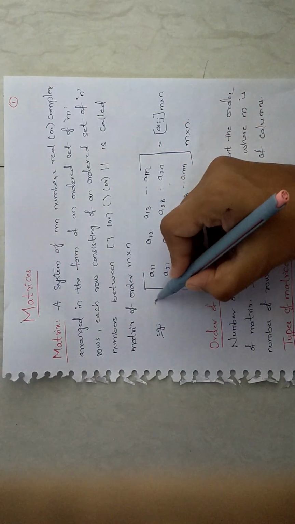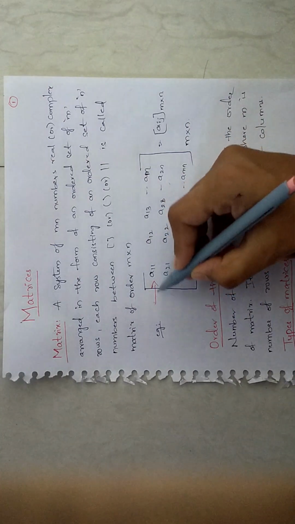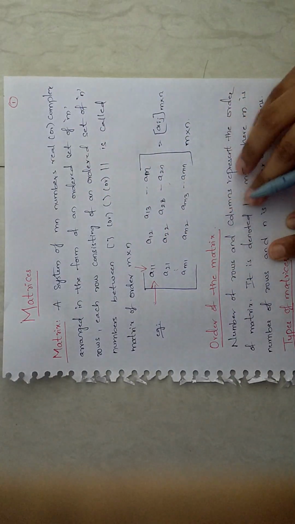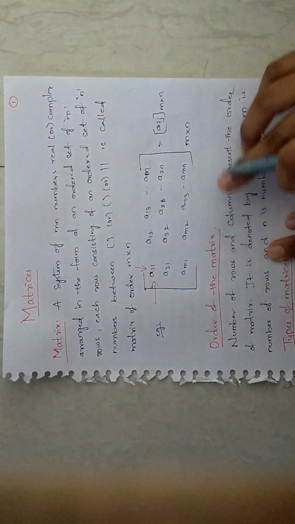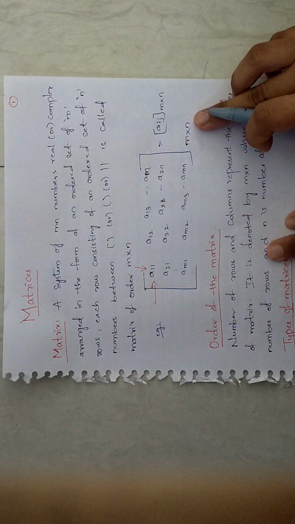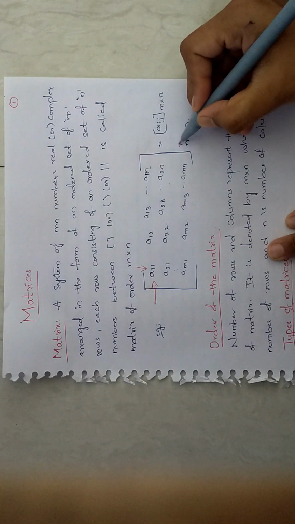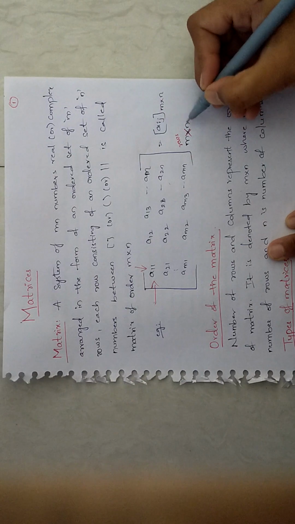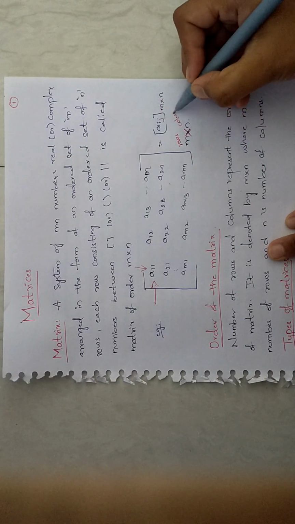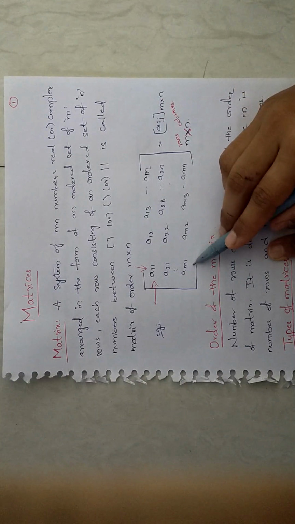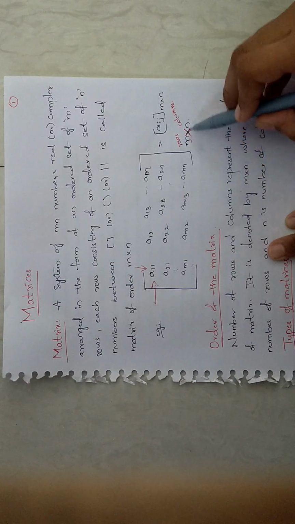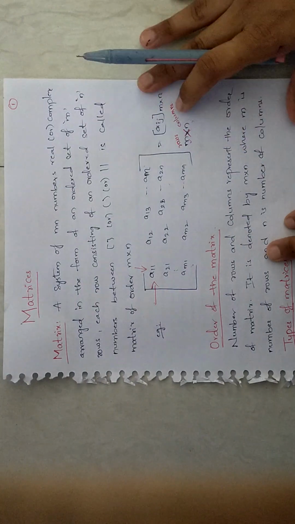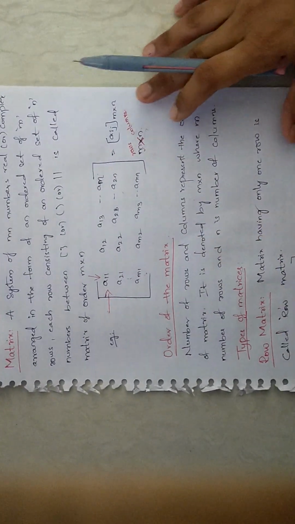So these are called rows and these are called columns. Now the notation for a matrix is m cross n. That means first you write how many rows are there, then the cross symbol, and then how many columns are there. Here m rows are there, so we have written m first, and n columns are there, so we have written n here.